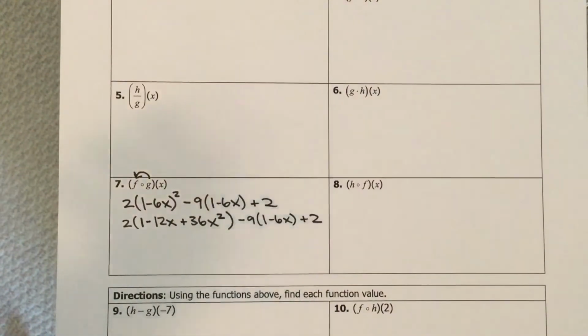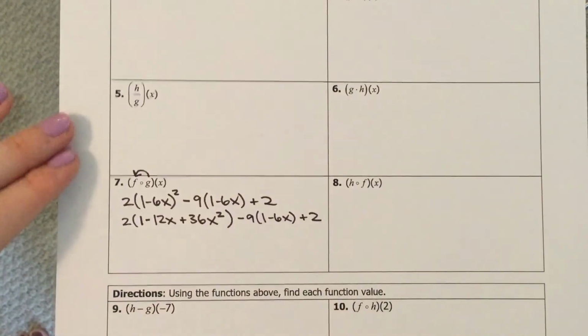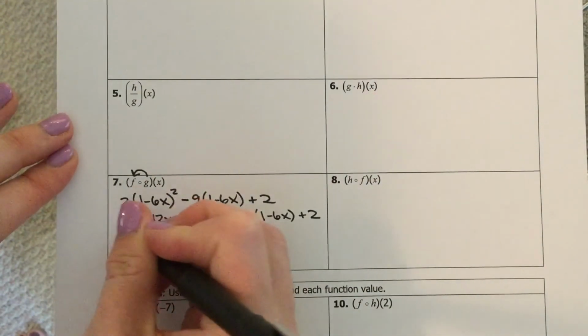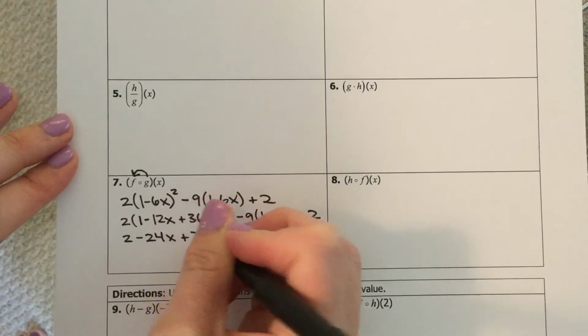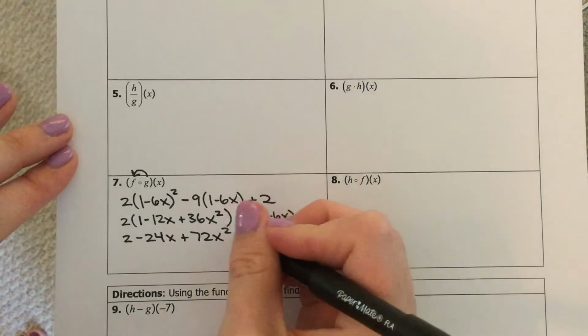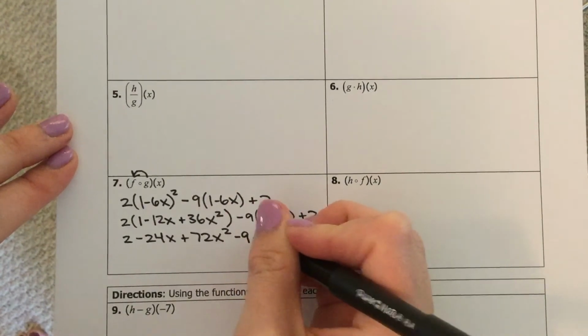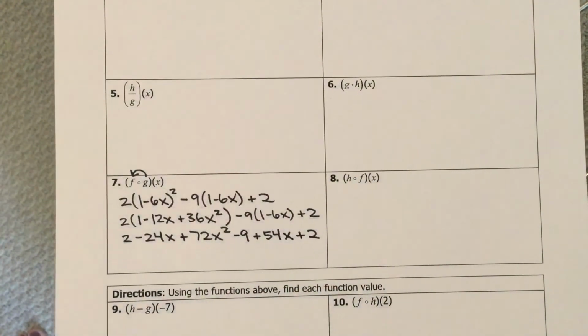Okay, next thing is you're going to take care of multiplication, which is really just distributing this 2 and distributing this negative 9. So when I distribute the 2, I get that, and then distribute the negative 9. Okay, all that's left to do in order of operations is the addition and subtraction, and what that means is we're going to combine like terms.